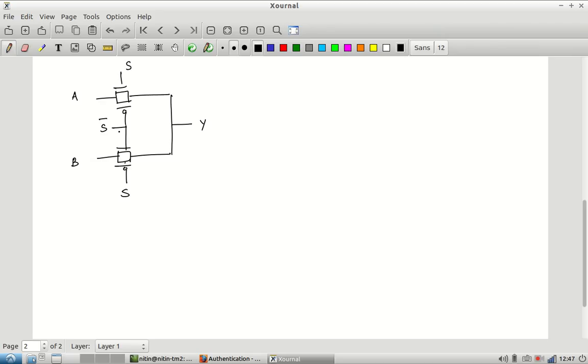And of course, what functionality does it have? Y will be equal to S dot A plus S bar dot B, right? Which is essentially a multiplexer. When S is equal to 1, A will come through. When S is equal to 0, B will come through. Right? So this is a 2 cross 1 multiplexer that you can construct very easily using just 2 transmission gates.